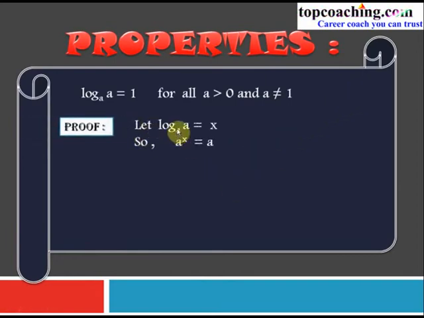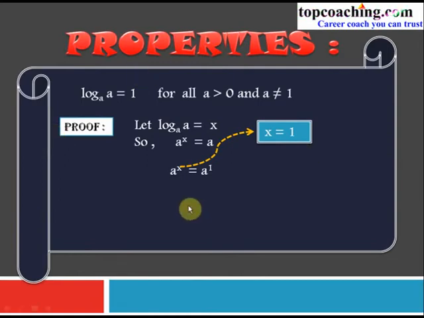Let us say that log of a to the base a is equal to x. Now in the exponential form, this would be a to the power of x equal to a. Now the RHS could be written as a to the power of 1. And when we compare the LHS and the RHS, what do we get? We get x as equal to 1. And thus log of a to the base a is equal to 1. So always the log of any number to the same base is equal to 1.